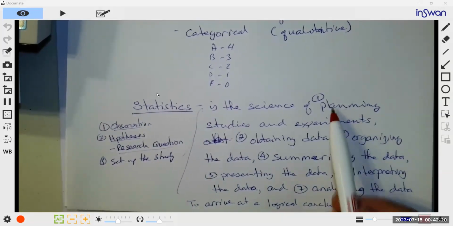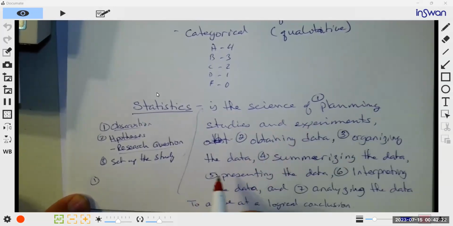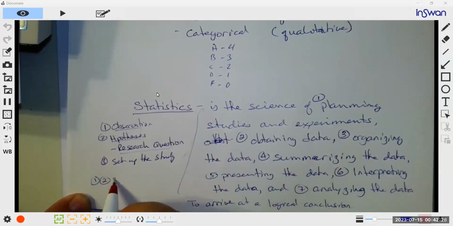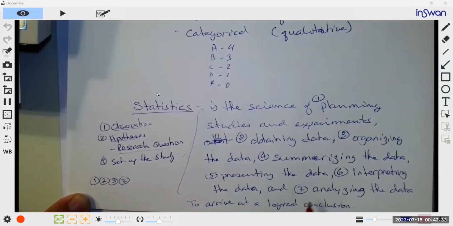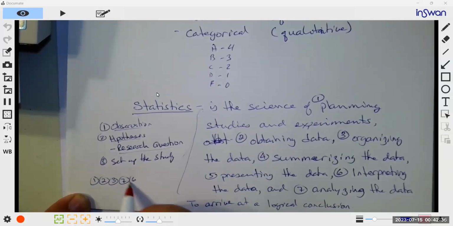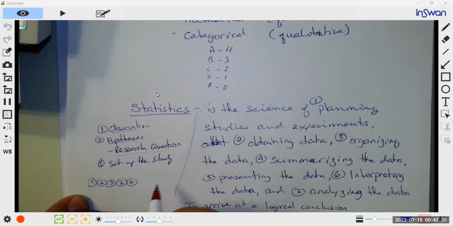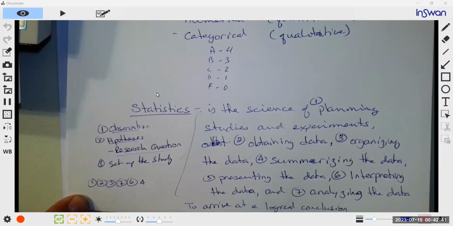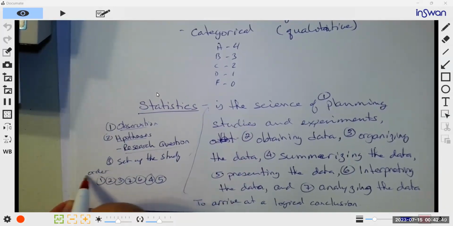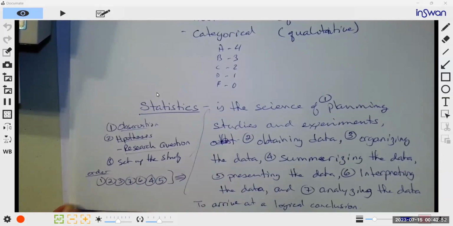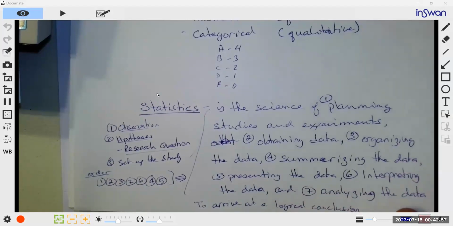Okay, so let me see. It goes planning, obtaining the data, organizing the data, analyzing the data, interpreting the data, summarizing the data, and presenting the data. That's the order it should be. So that's what statistics is all about.